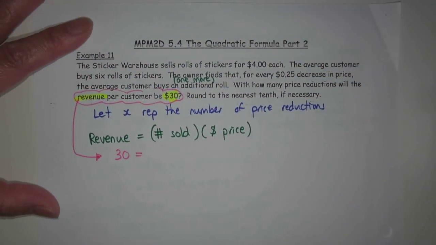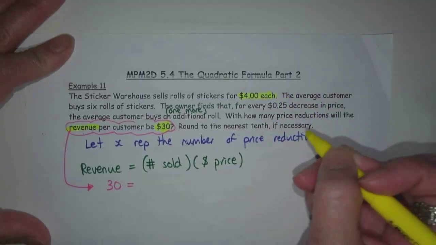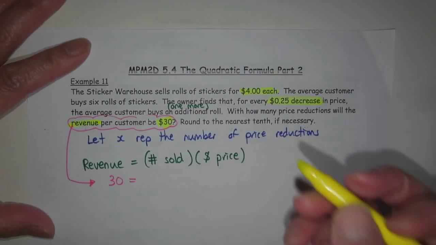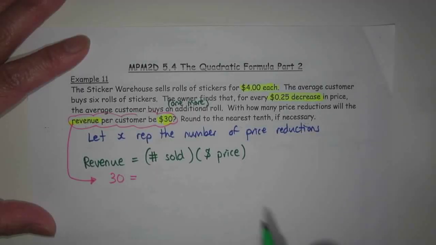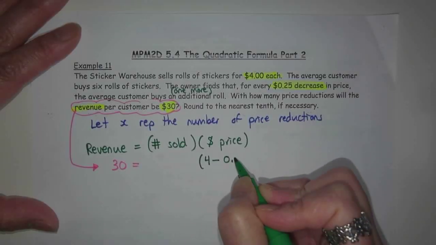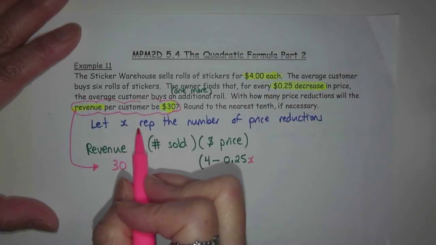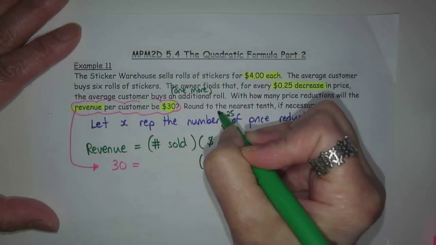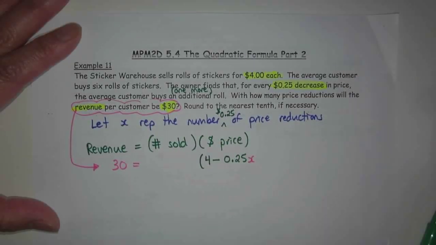So that's my 30. They also gave that it's $4 each roll of stickers, and it's a 25-cent decrease. Sorry, I don't know what I was thinking of. $4 and 25-cent decrease. So that is the price. So the price is $4 minus 25-cent decrease. That's X. Now here, let X represent the number of 25-cent decreases. Okay, let X represent the number of 25-cent price reductions.